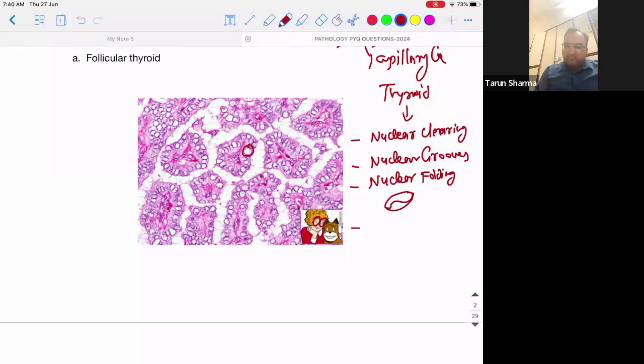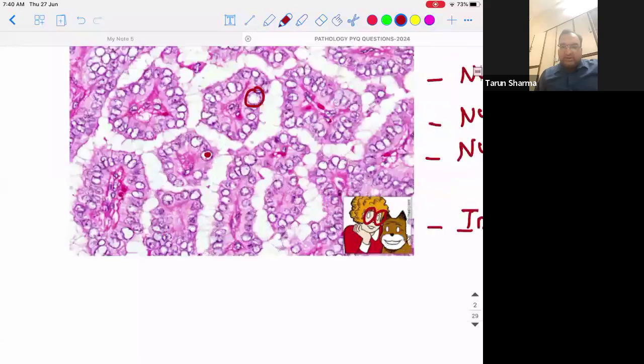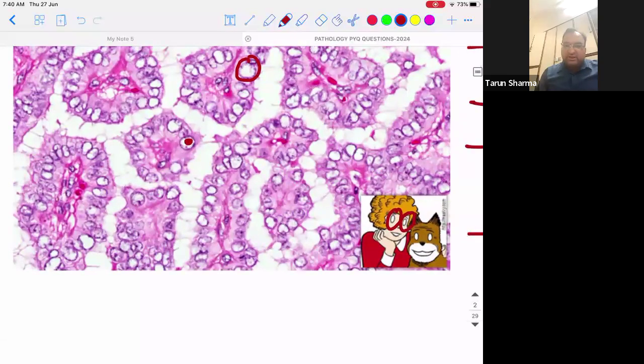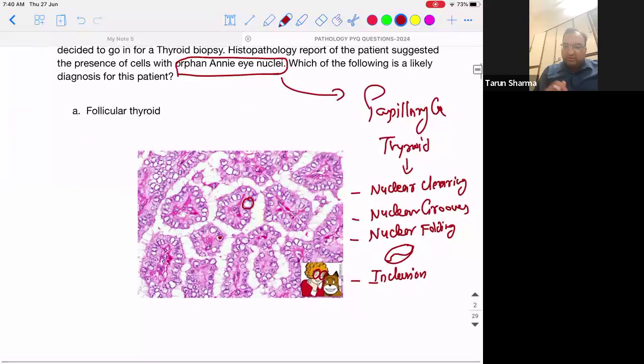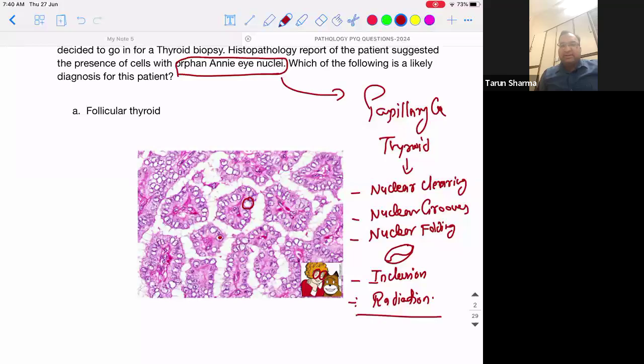Sometimes you can see intranuclear inclusions. Within the nucleus, you can sometimes see inclusions like this, and those are called intranuclear inclusions. All these are important findings of papillary carcinoma thyroid. One more thing about papillary carcinoma thyroid is that it is associated with radiation. Which thyroid cancer is associated with radiation exposure? That is papillary carcinoma thyroid.